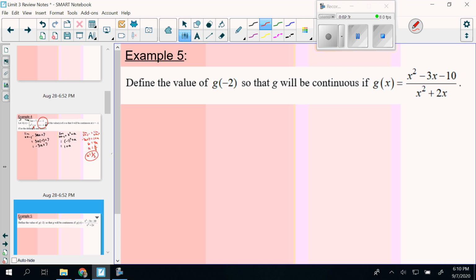Define the value of g at -2 so that g will be continuous at that value. Well, if we try plugging just -2 in here, I think we're going to run into a problem because this would be 4 plus -4, which equals 0, and we can't have division by 0. And so our function is not defined at -2, but that's what they want us to do. They want us to figure out what should that be so it's continuous.